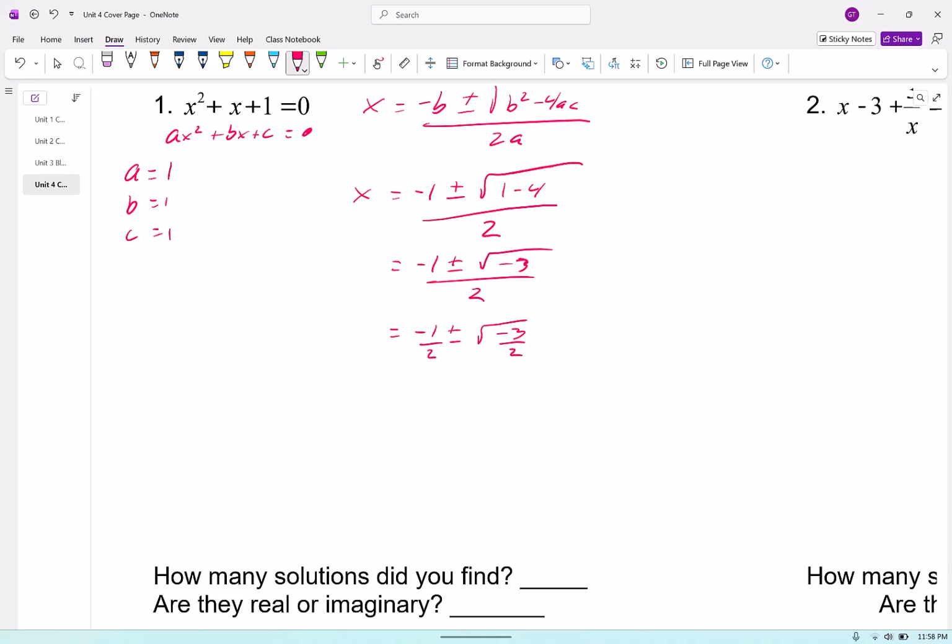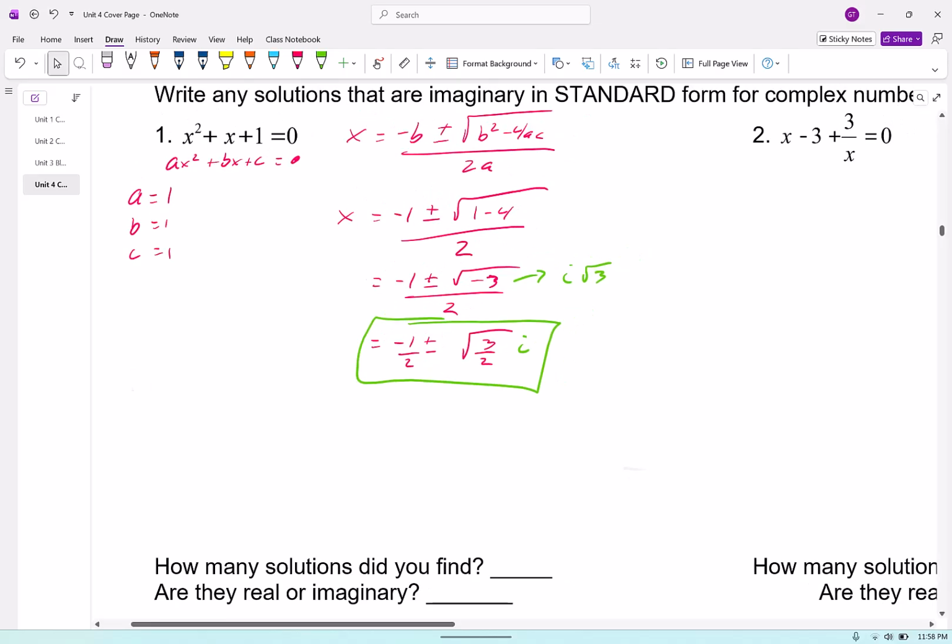Okay. And so, sorry, it shouldn't be negative 3. I'll rewrite that a little bit better. But remember, this can't stay like that. This becomes i times square root of 3. And so this becomes the square root of 3 halves i. Okay. So this is my final answer to this one.